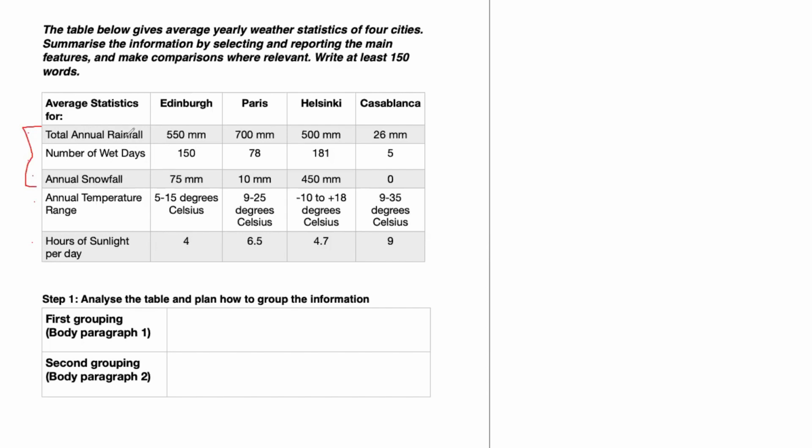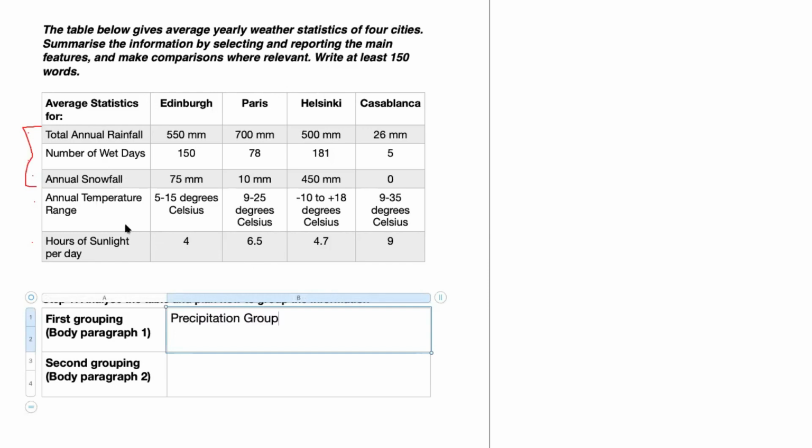So the fact that we see rain, wet, and snow brings to mind precipitation, and that is why I have decided to put these in one group. In this case, I'm going to call the first grouping my precipitation group. And so we can group these three things together.